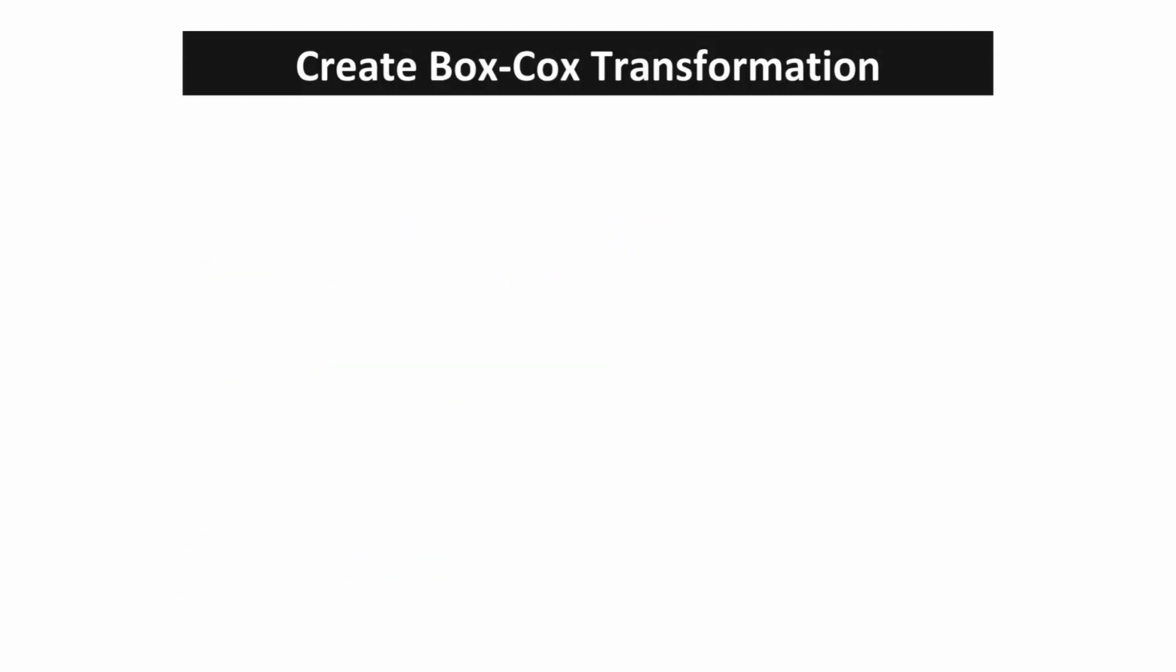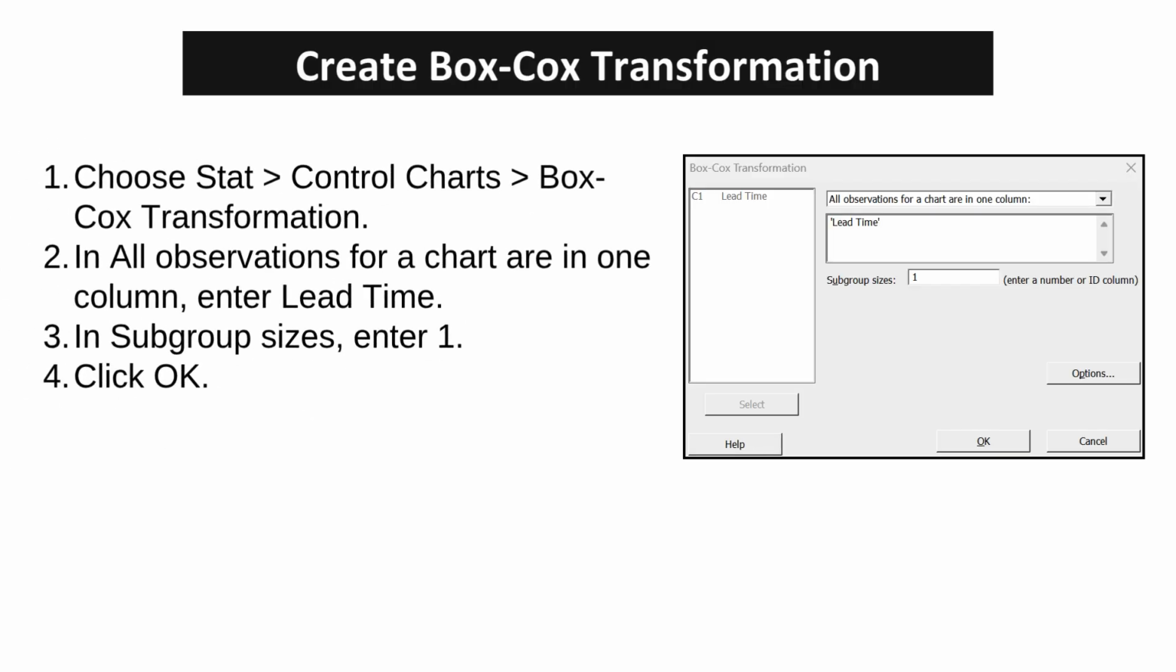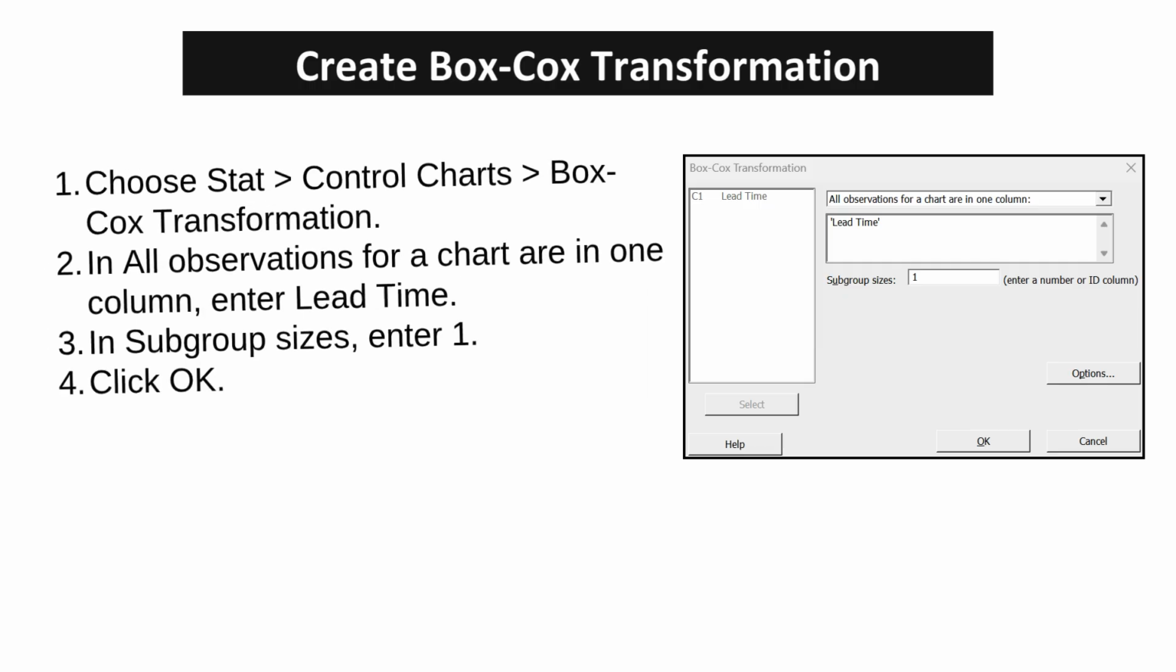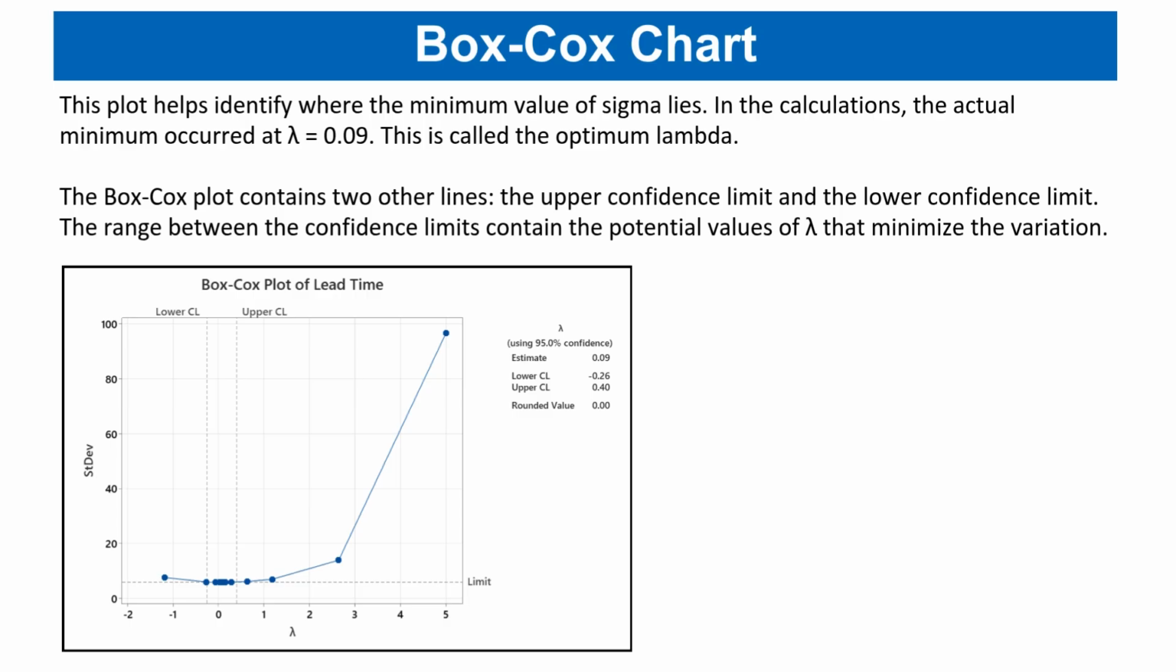Create Box-Cox transformation. Choose Stat, Control Charts, Box-Cox Transformation. In All observations for a chart are in one column, enter lead time. In Subgroup sizes, enter 1. Click OK. This plot helps identify where the minimum value of sigma lies. In the calculations, the actual minimum occurred at lambda equals 0.09. This is called the optimum lambda as it minimizes the variation in the transformed data.